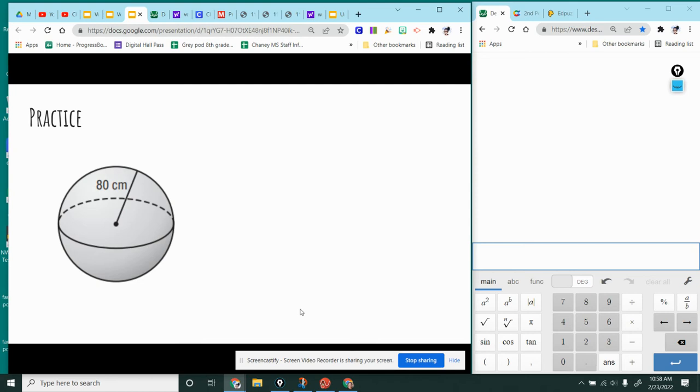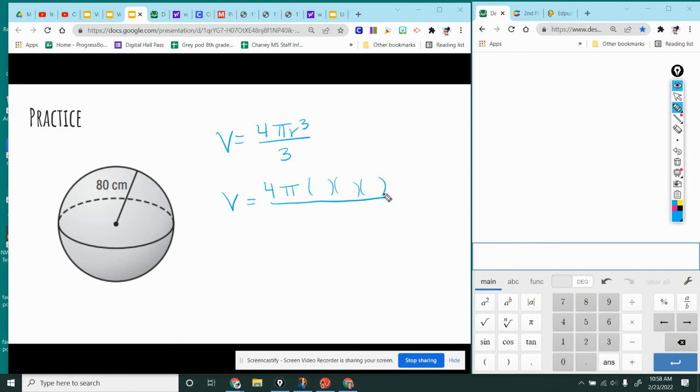All right, now we're going to talk about actually putting this into practice. We're going to find the volume of this sphere. So we're going to start with our formula, V equals 4 pi r cubed over 3. And like we did before, I personally like to use expanded form. If it's radius to the third power, I'm going to leave myself 3 spaces for my radius. And I'm putting in any values that are constants.